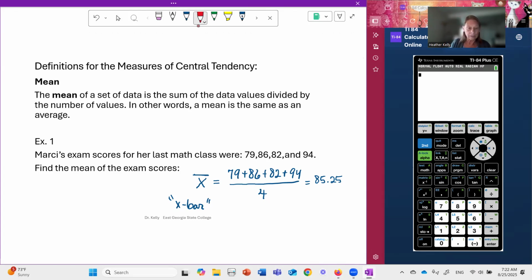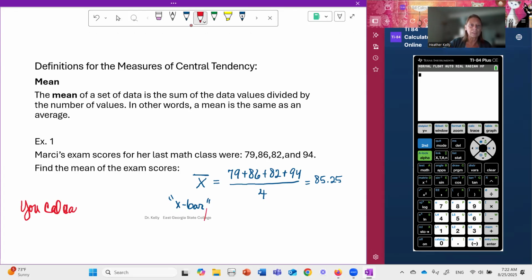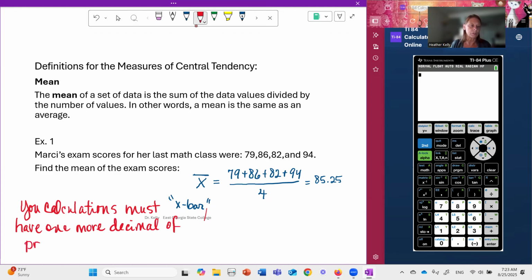Okay, so that means, and let me write that. Your calculations must have one more decimal of, and this is what we call it, decimal of precision.